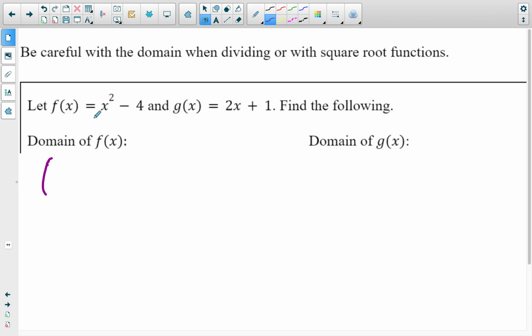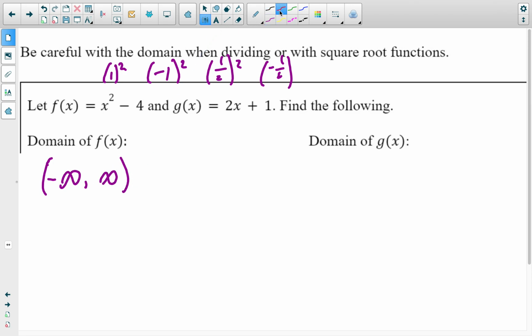All right, so think about what numbers you are able to plug in for x here. Can you square a positive number? Yes, like 1, you could square that, that's fine. Could you square a negative 1? Yes. What about a fraction? Could you square 1/2? Yes. What about a negative fraction? Yes. So nothing is going to make this f function be undefined, so we're able to plug in all real numbers. The way we represent that in interval notation is from negative infinity to infinity. In other contexts, you may see it written like this, an R with a double bar, that represents all real numbers.